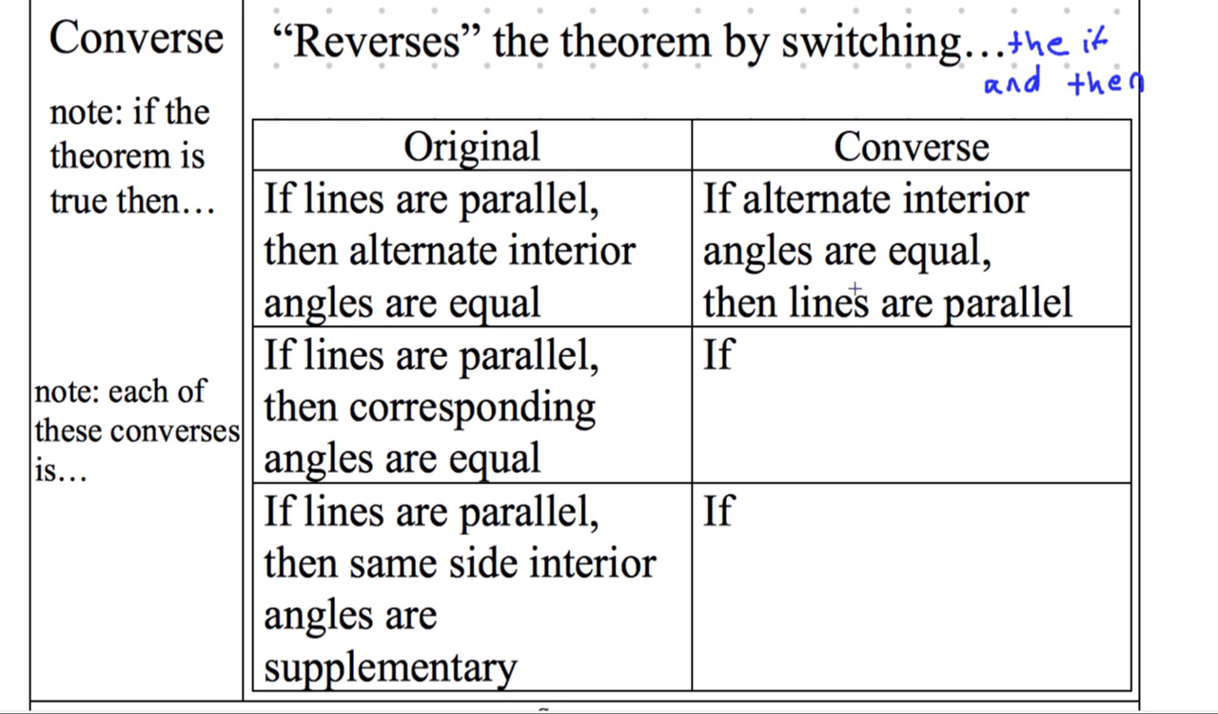Switch the if and the then, and you have a converse. The converse is just the reverse of a theorem. By the way, if the theorem was true, then the converse is also true. Of course, if you start with a statement that is not true, then the converse will not be true.